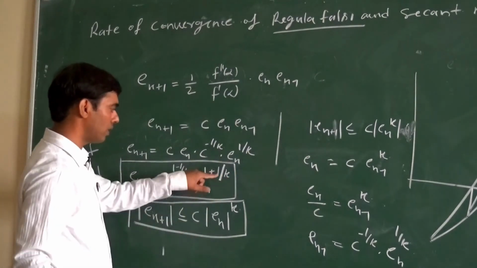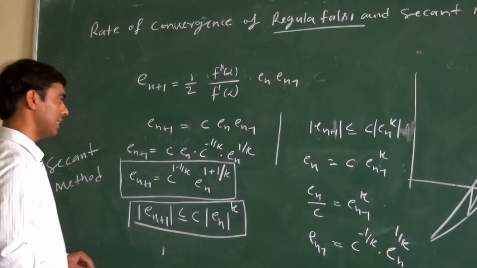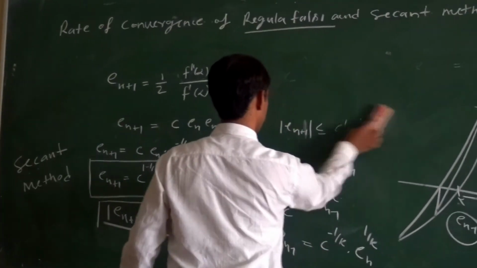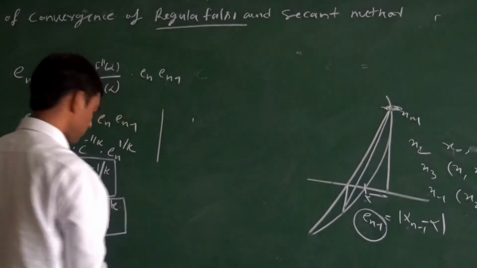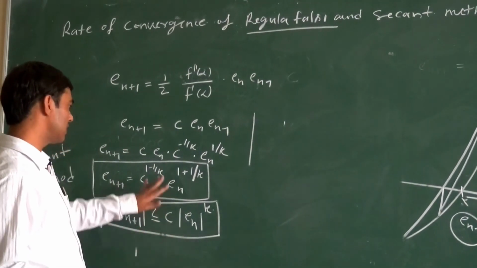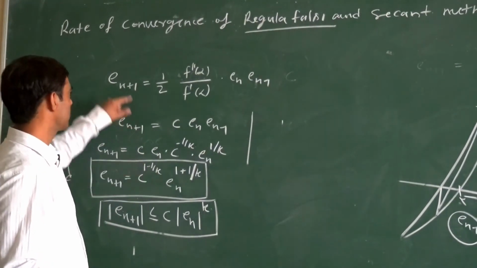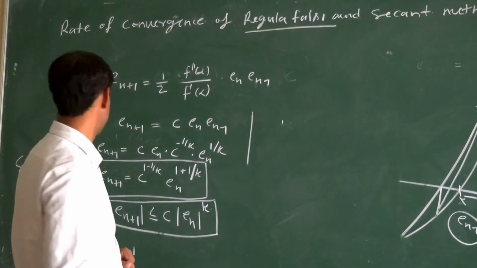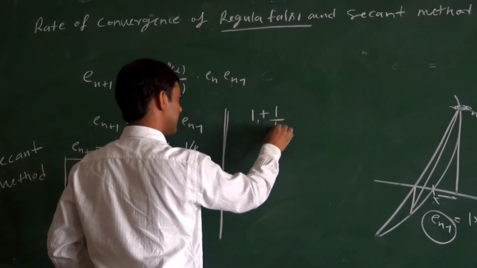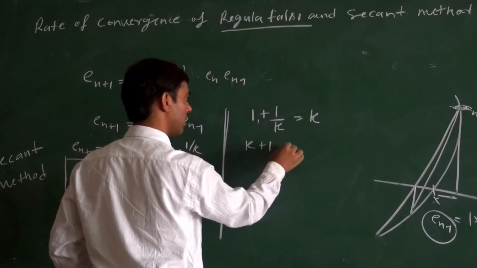Here 1 plus 1 by k equals k, and c equals c to the power 1 minus 1 by k. Our interest is to find the value of k. By comparing the definition of the rate of convergence with the expression we found from the iterative scheme of the secant method, 1 plus 1 by k equals k. If we simplify this, it becomes k plus 1 equals k squared.